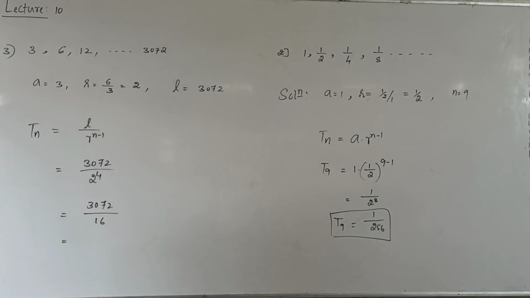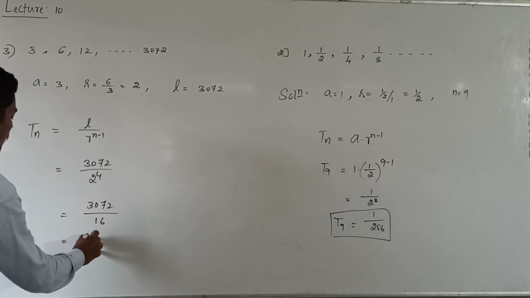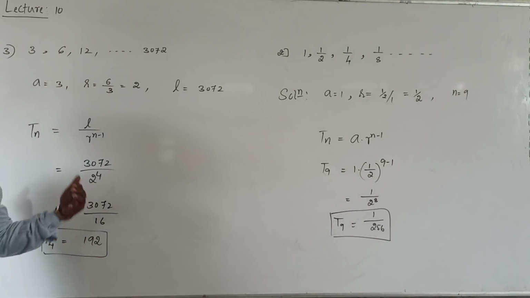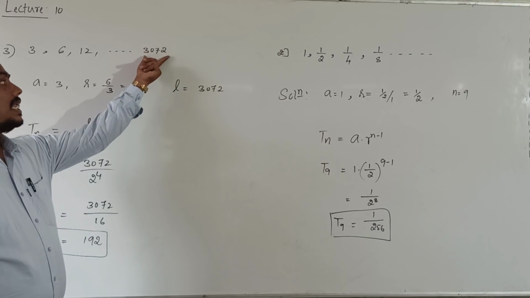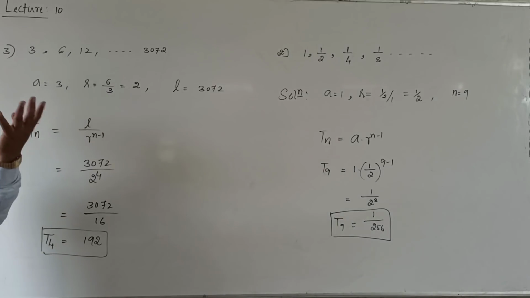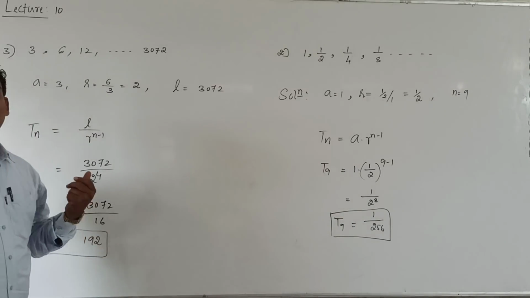Then after simplification, 3072 divided by 16 gives 192. Fourth term from the end, it is not from the beginning. This is fourth term from the end. Last term is 3072, its previous term, its previous term, its previous term. Fourth term from the end is 192.